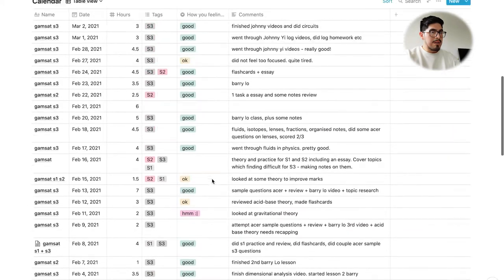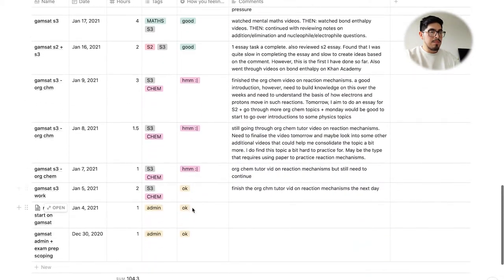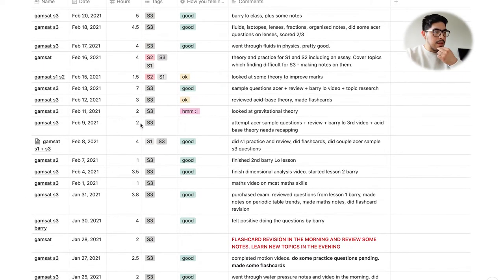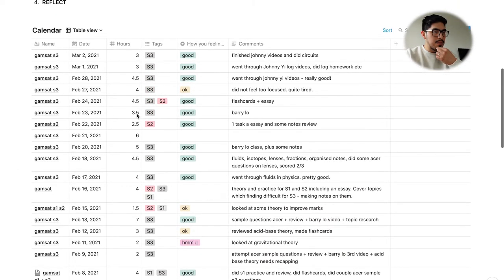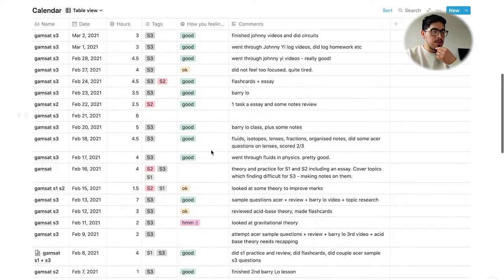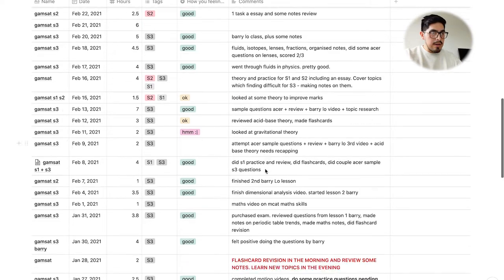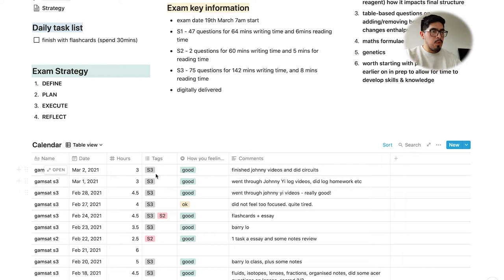And then what I'll do is say how I felt. So a lot of goods towards the end, quite a lot of hmms, and quite a lot of okays in the beginning. And something you'll notice is that the revision sessions weren't that long. There's a few that were 7 hours, 4 hours and a bit, 2 hours, 3 hours, but it was just a lot of small amounts in the end, repeating consistently. That's one thing. And eventually I just put what it related to, section three, section two study, and some comments.